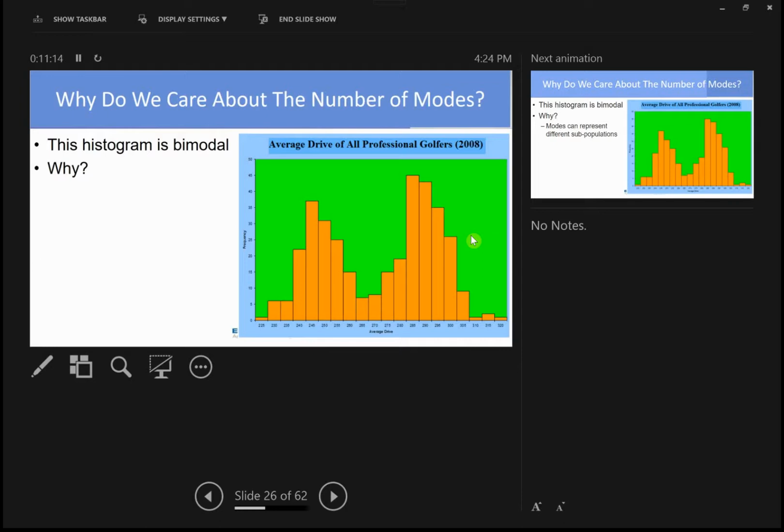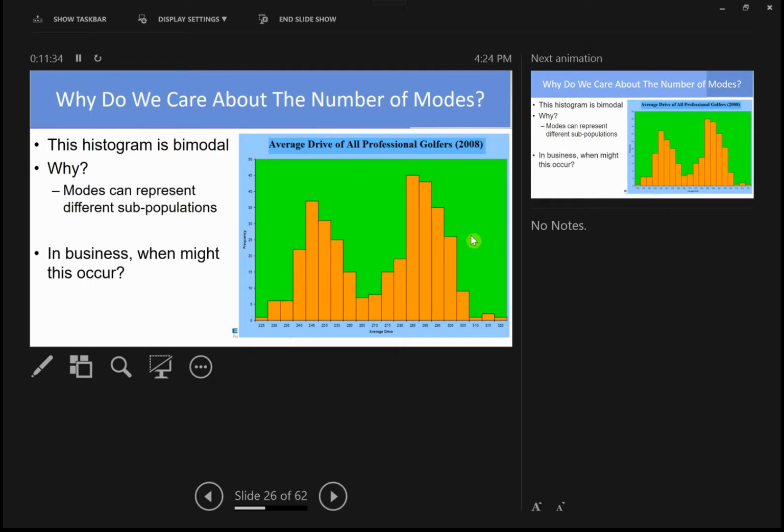Women and men? Right. I didn't say that they were men golfers. So this is the LPGA and the PGA. These are the women's drives. Okay. Roughly, there might be some women way out here, and this is mostly the men's drives. So why are we interested in how many modes? Because it's evidence of subpopulations. Okay. This is the idea.